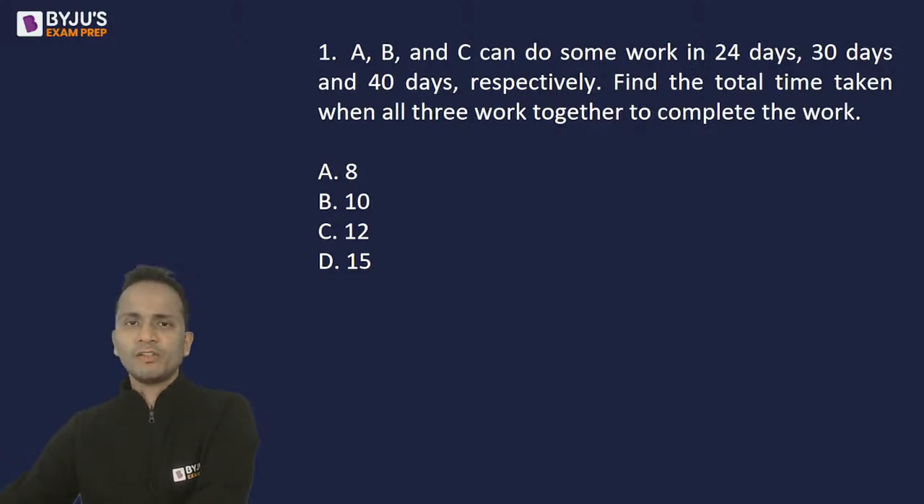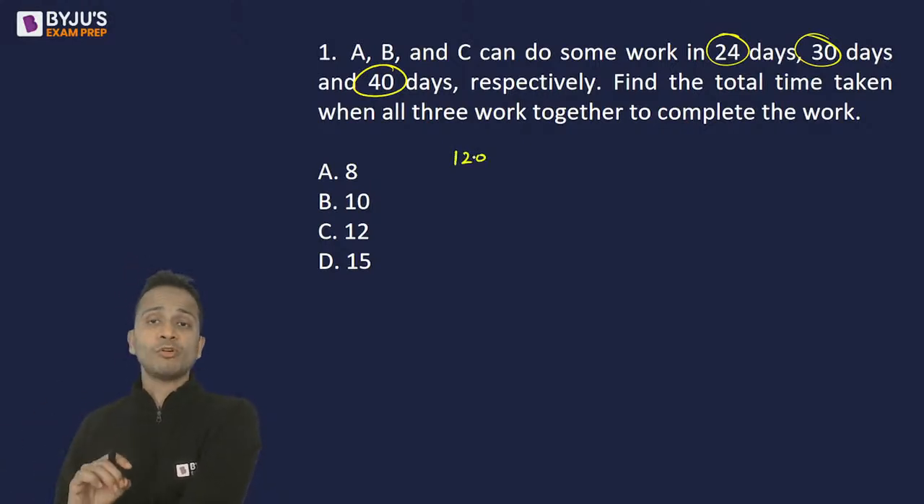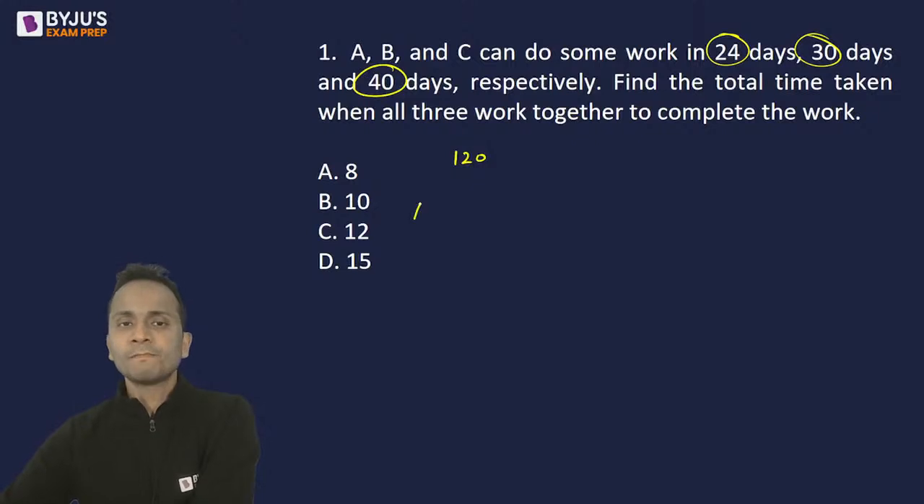All right, let's solve this. Now, the fastest way is using the LCM method. So you can assume the total work to be the LCM of these three numbers. The LCM of these three numbers is 120. So assuming that the total amount of work is 120 units, we then find the 1 day work of each of them.